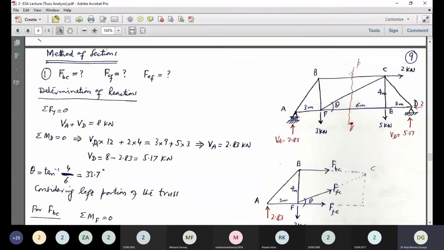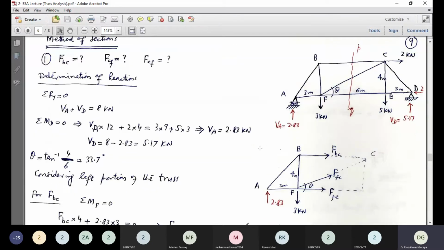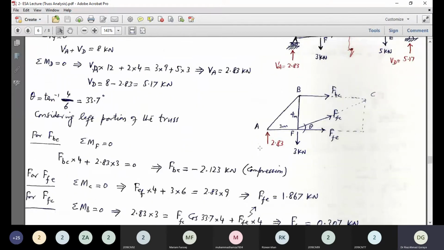So now we have the choice to consider either the right portion or the left portion. Now it is very clear that if we consider this left portion, it involves fewer forces. So it will be more convenient. So considering the left portion, this will be the free body diagram.